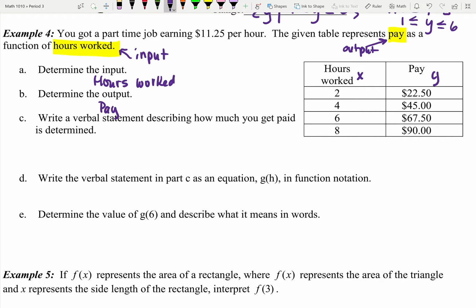I think it could be better. Here's what I would say. You take the number of hours you worked and you multiply it by 11.25. Right? Who put something like that? Okay. So tell me your name again. Bailey. So I would totally have given you credit. Could it have been better? Yes. Okay.